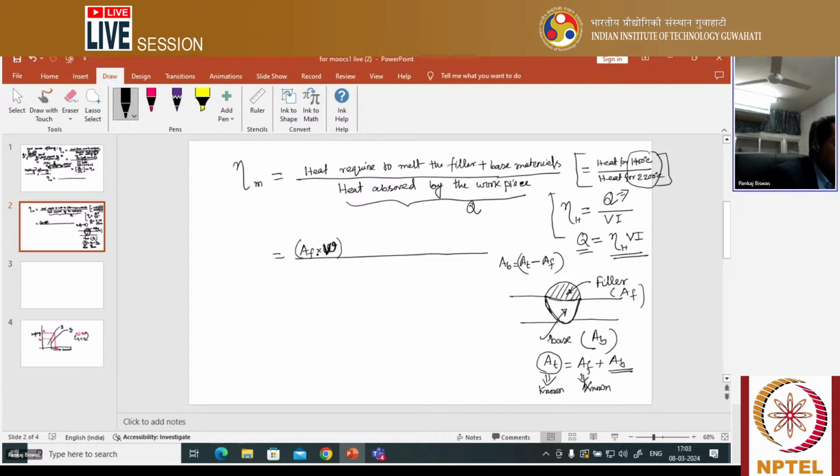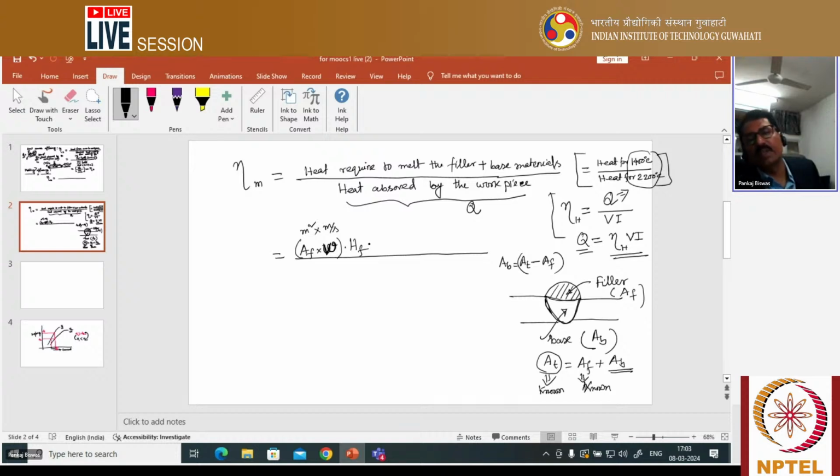How is it coming? Because the unit of AF is, let us consider, meter square, and the unit of welding speed is meter per second. So you get meter square into meter per second, that is meter cube per second. This you can say is the volume flow rate, because rho will be constant. So AF into W, with this you multiply ASF, the filler material.